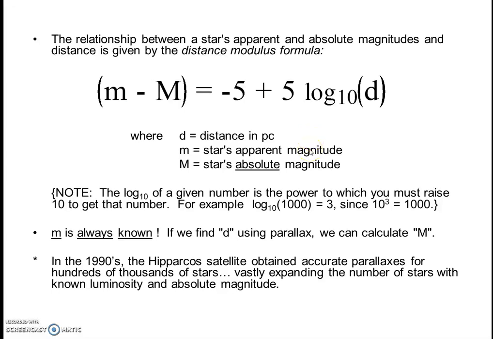Now, in the 1990s, the Hipparcos satellite obtained accurate parallaxes for hundreds of thousands of stars. When I first started teaching this course in the 90s, there were only a few thousand stars whose distance was known, with absolute magnitude. This has vastly expanded the number of stars that we know the intrinsic brightness of.